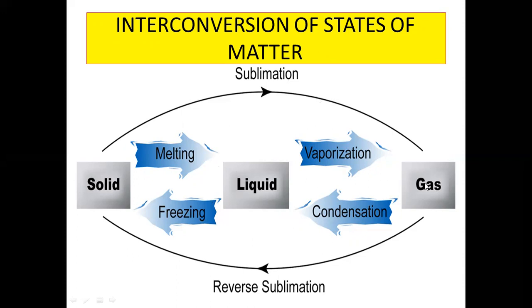Similarly, the vapors or the gas on cooling can give us back the solid, so that is called reverse sublimation. So this is how the interconversion of states of matter can take place by heating or cooling any of them. I hope it is clear to everyone.